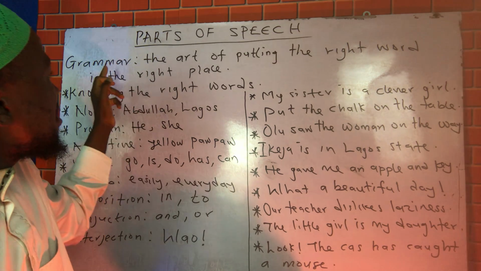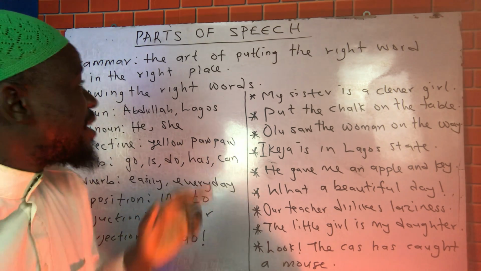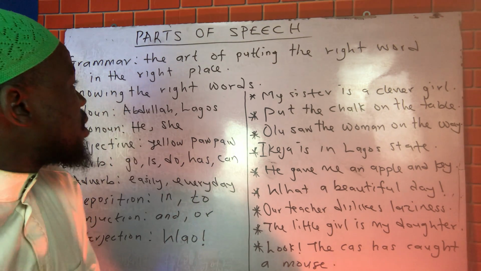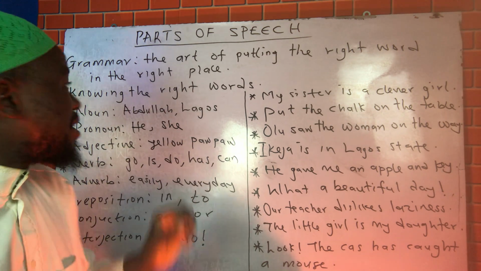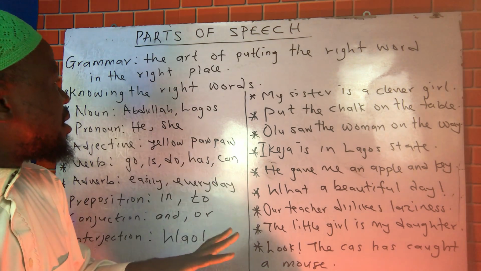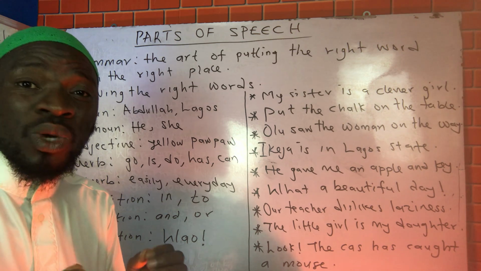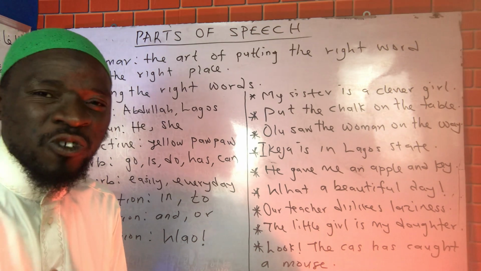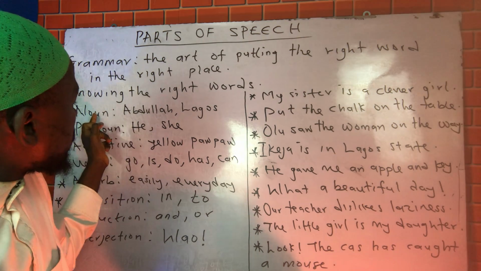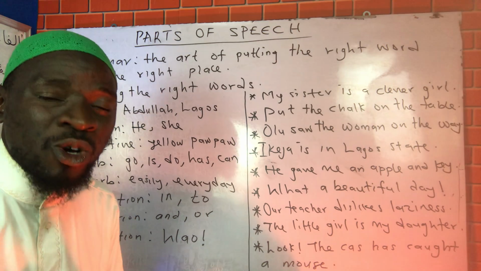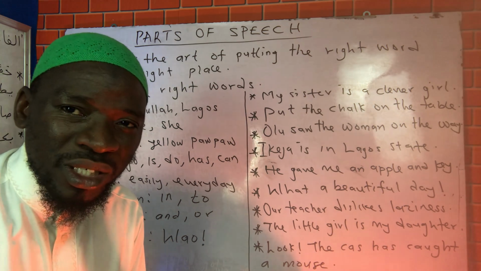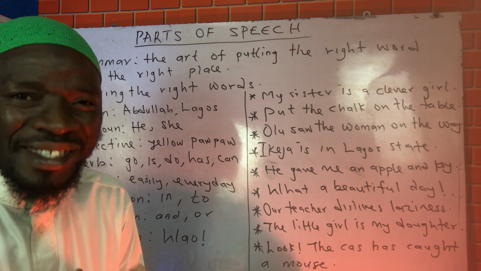So, grammar, as we said earlier, is the art of putting the right word in the right place. Then, knowing the right words. The right words, as we have said, are those parts of speech. Then the first part of speech, as we have said that there are 8 parts of speech in English language, is noun.